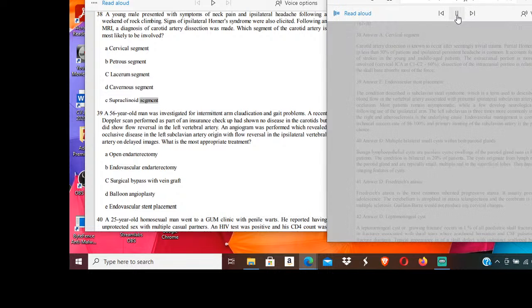38. Answer A. Cervical segment. Carotid artery dissection is known to occur after seemingly trivial trauma. Partial Horner's is present in less than 50% of patients, and ipsilateral persistent headache is common. It accounts for up to 25% of strokes in young and middle-aged patients. The extracranial portion is more commonly involved, cervical ICA at C1, C2, 60%. Dissection of the intracranial portion is relatively rare, as the skull base absorbs most of the force.